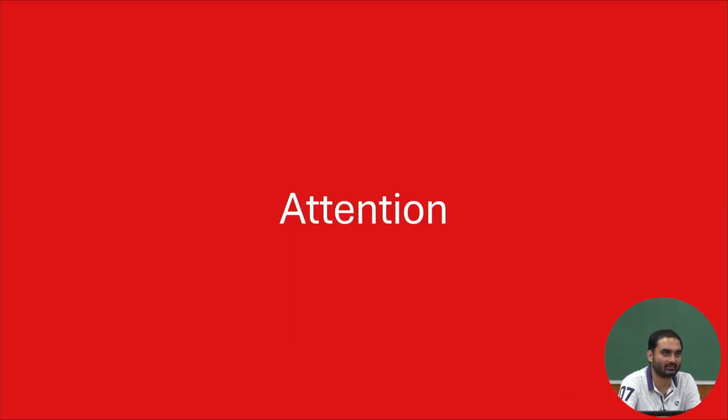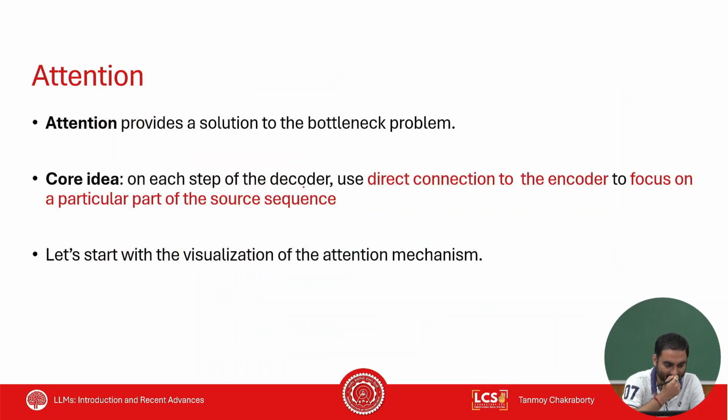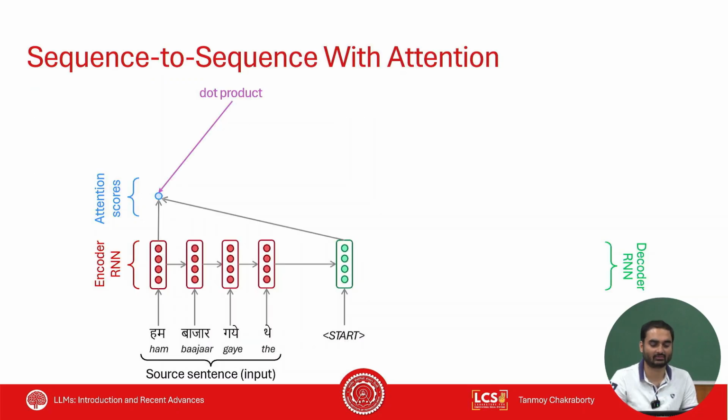So attention, let's look at the attention. It's not a complicated architecture though, simple. I already mentioned this bottleneck problem, right? So what is attention? The core idea here is that on each step of the decoder, we use a direct connection to the encoder to focus on a particular part of the source sequence. So let's look at the architecture first, and then we will understand.